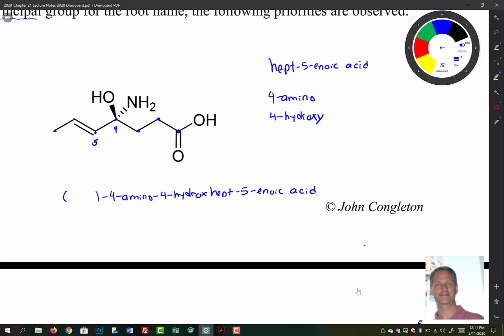So that's going to be an E, right? Because our H's are on opposite sides here, right? So two identical groups, one on each carbon, opposite. That gives us E.